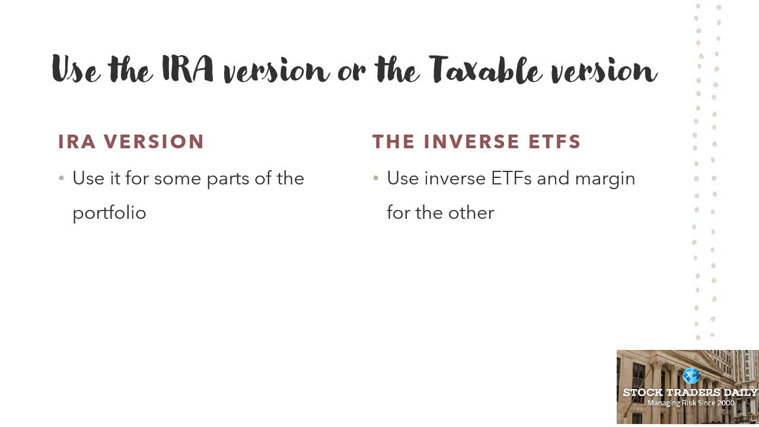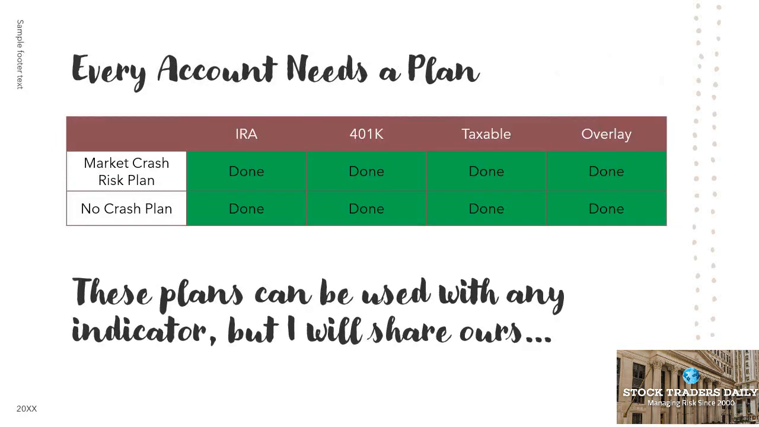You're doing the work here. You know the tools that are available to manage risk, and you know which parts of your accounts are best suited for those tools, so apply them accordingly. Either one of them will work. The important thing, though, is that we have a plan. Every account type needs to have a plan. What are we going to do when there's no crash warning? What are we going to do when there is a crash warning?